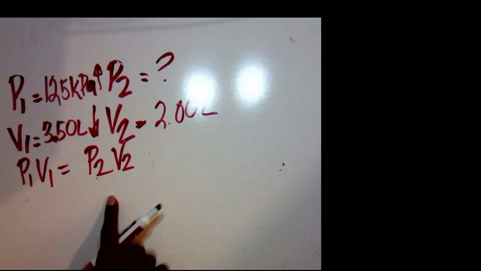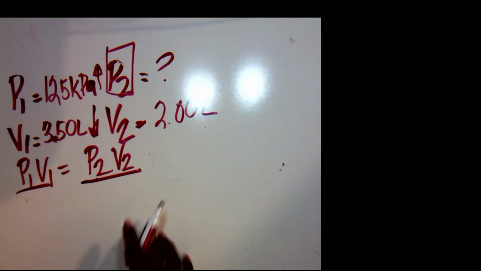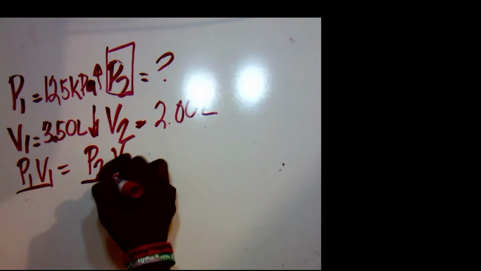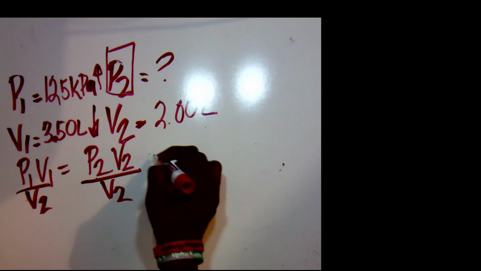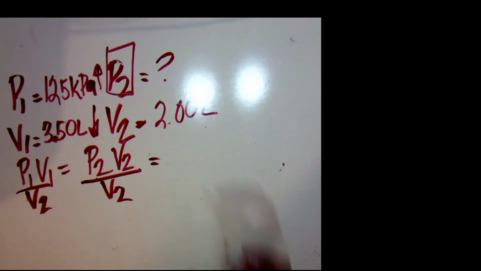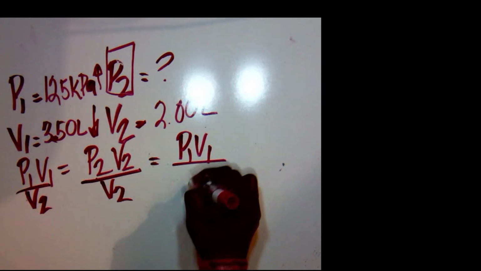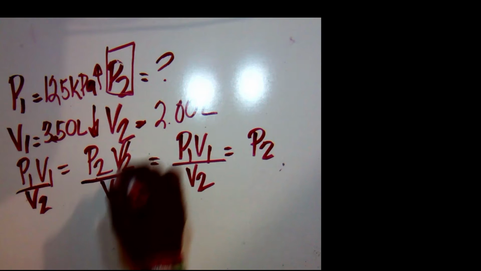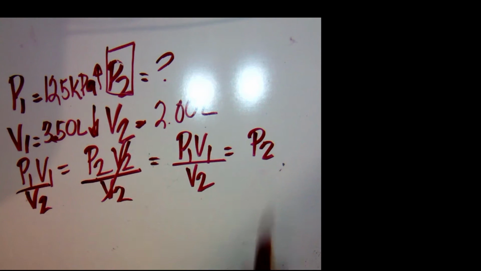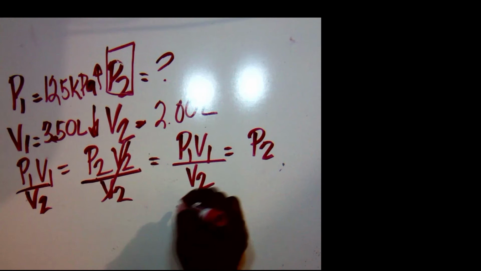So now we are solving for P2. We can go ahead and set this up so that we isolate P2 by dividing both sides by V2. So then your equation will be P1 times V1 over V2 equals P2, because again, we have divided by V2 to isolate P2. So now we can plug in what we know. P1 is 125 kilopascals.